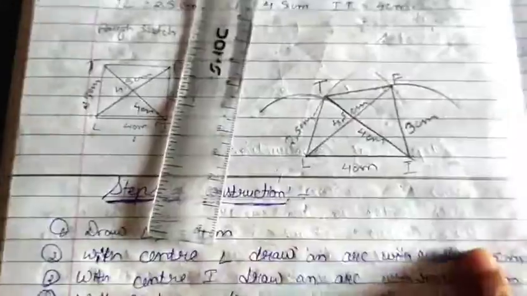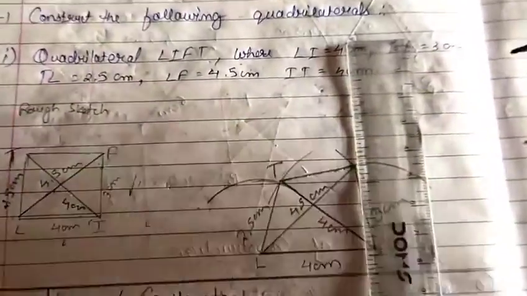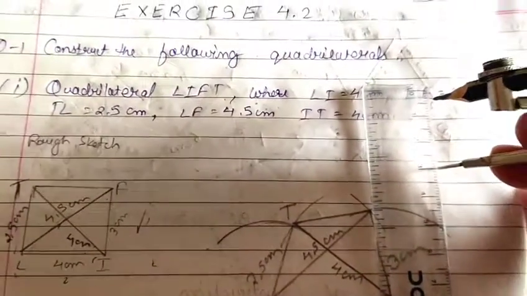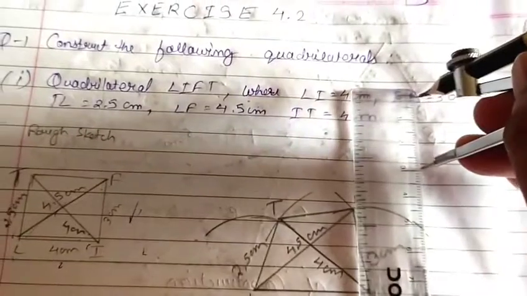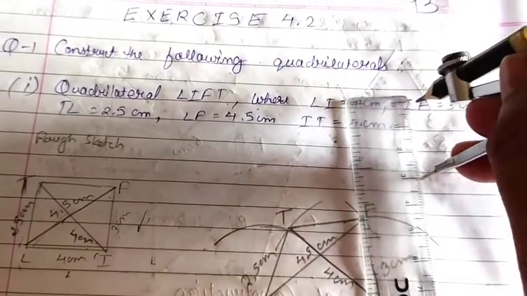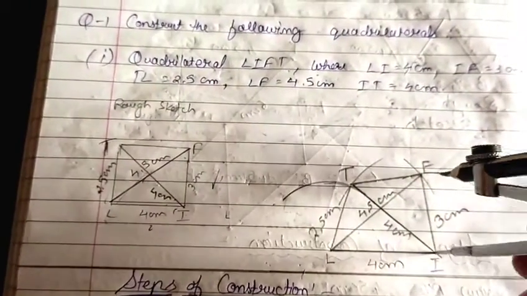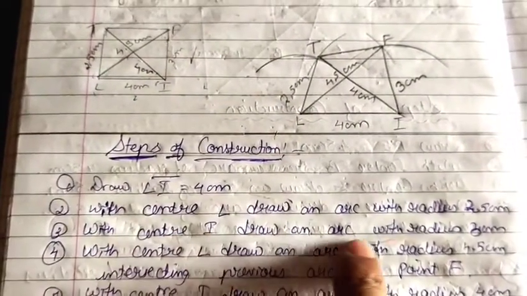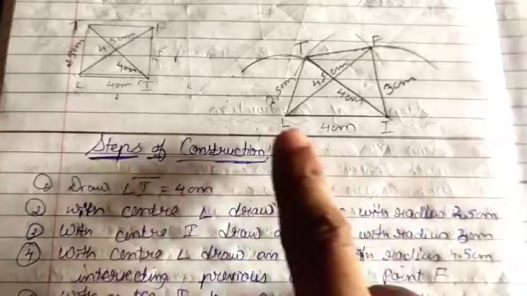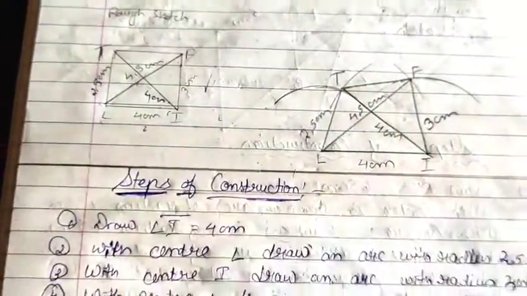Now with center I you have to construct this 3 centimeter arc. So how to take 3 centimeter? Place it over here and adjust your pencil in this way. Now place it on I and construct this arc. So write down the step over here: with center I, draw an arc with radius 3 centimeter. After doing this, here there are two connecting points.